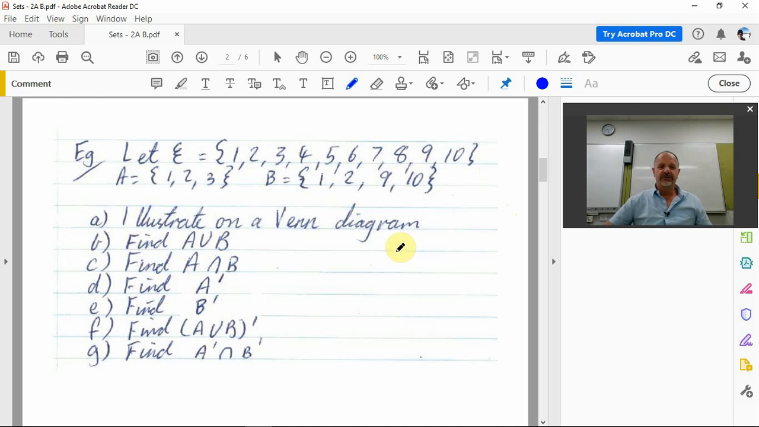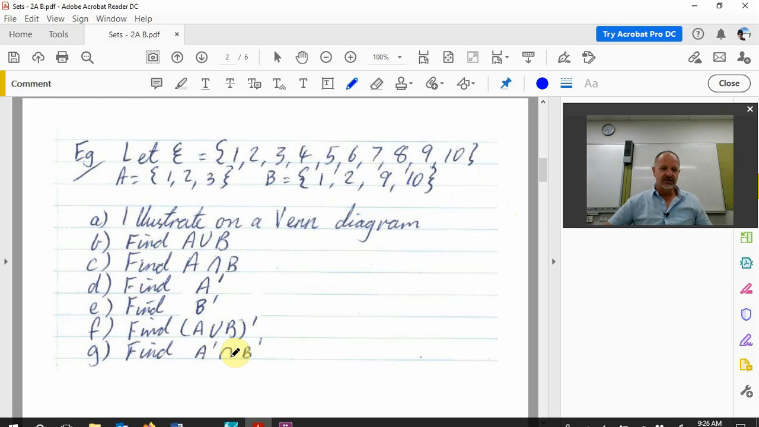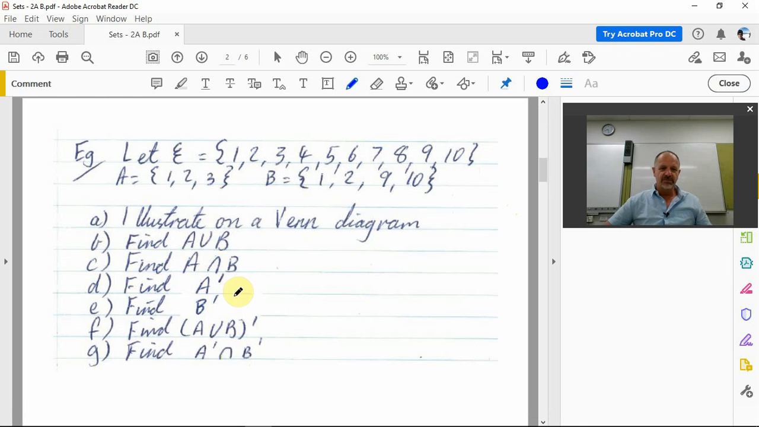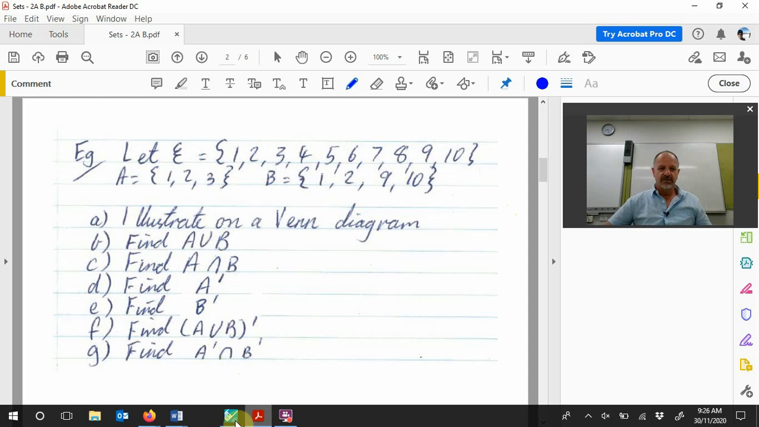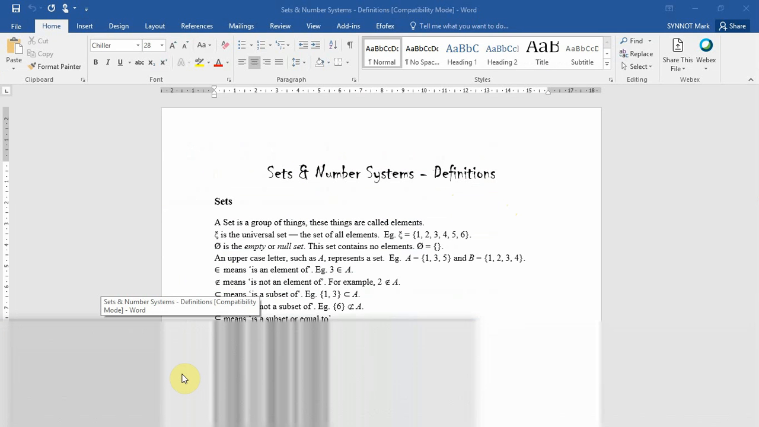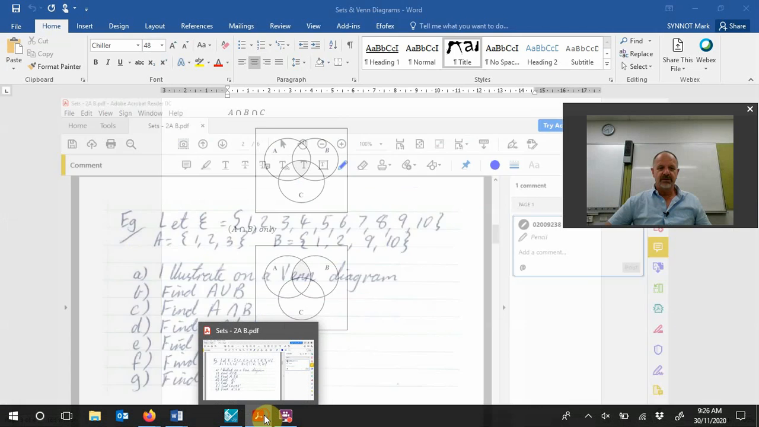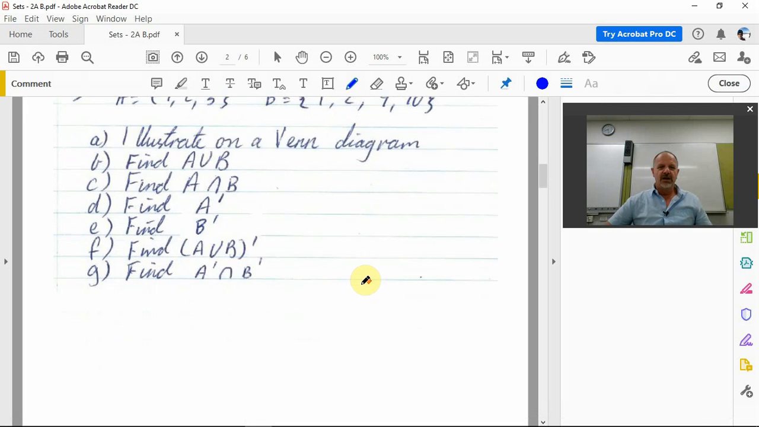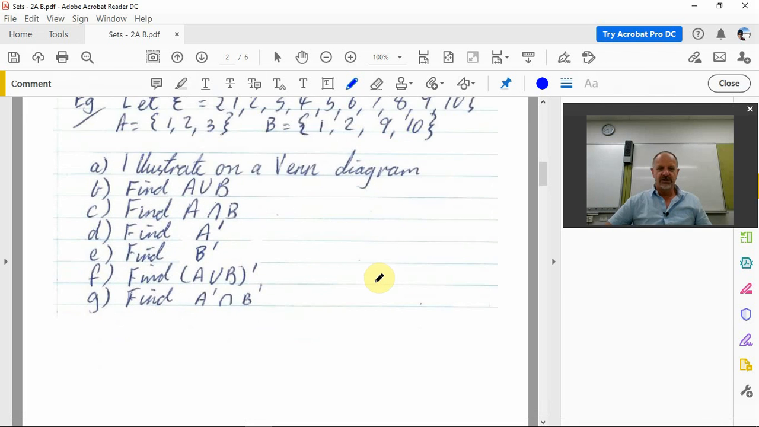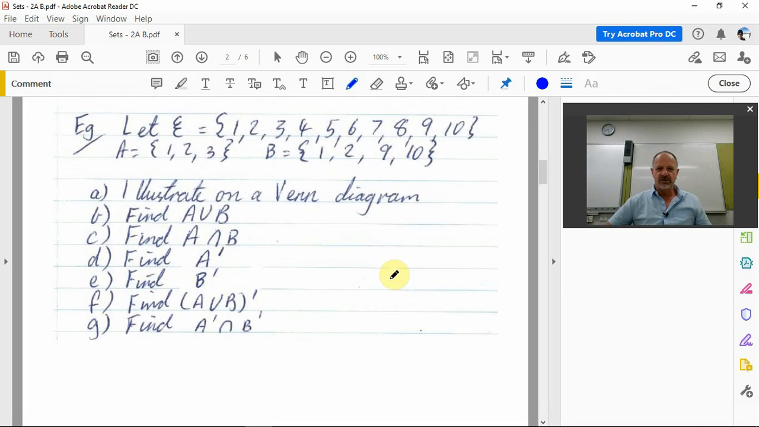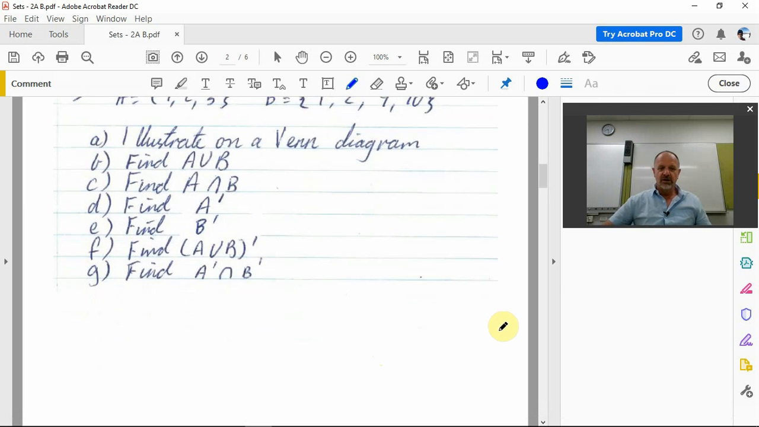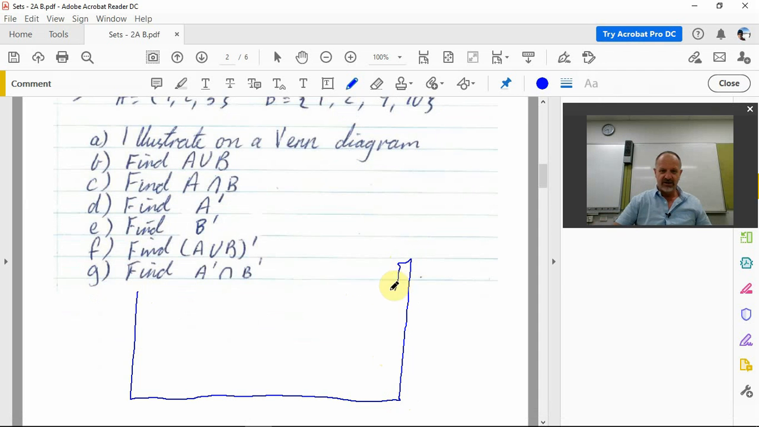We're asked to illustrate on the Venn diagram and then find these particular things. So if you forget what the symbols mean, go back to your sets and number systems definition page. All right. Meanwhile, whoops, wrong one. There we go. Okay, so first of all, let's illustrate on a Venn diagram. So once we've illustrated on the Venn diagram, we'll then be able to use that. All right, so let's have a look. So the universal set, meaning everything that we're looking at.